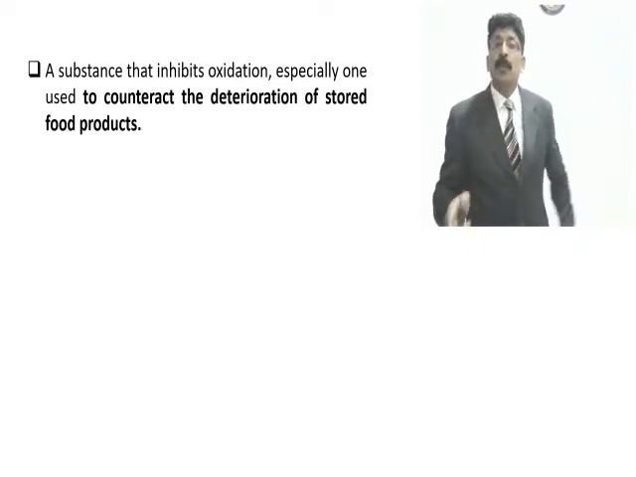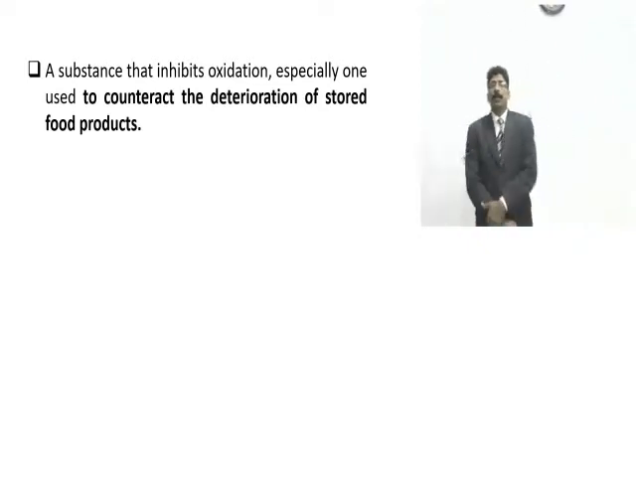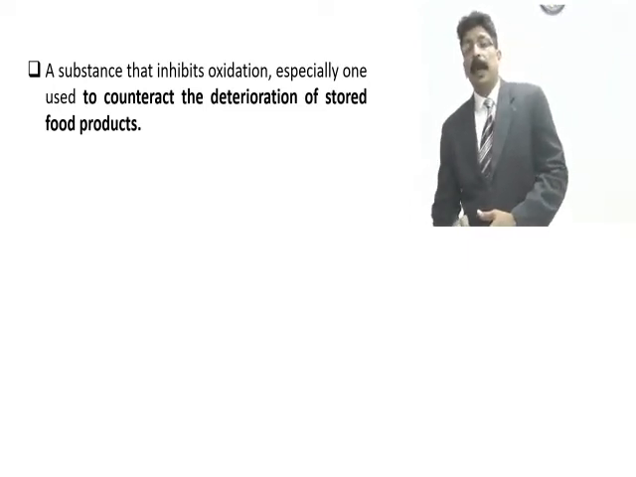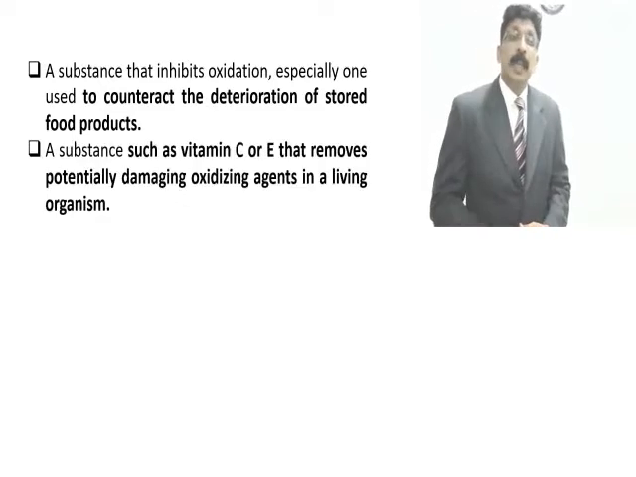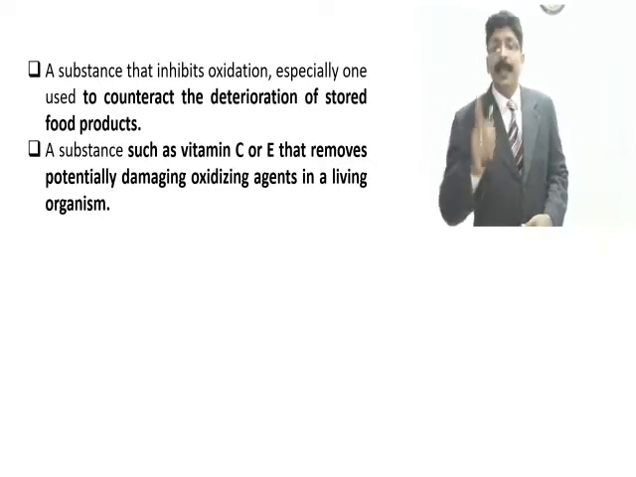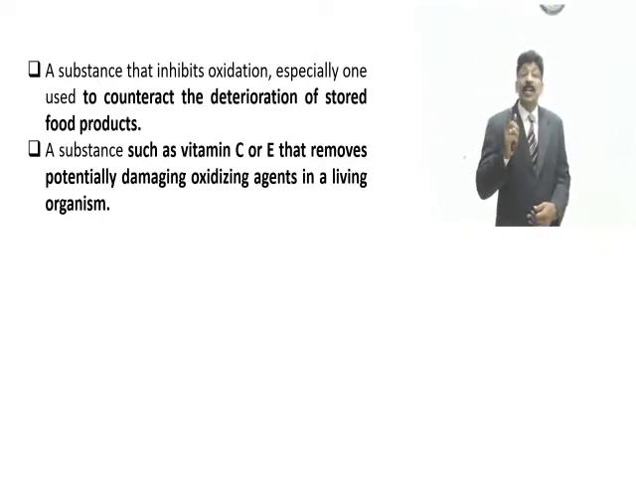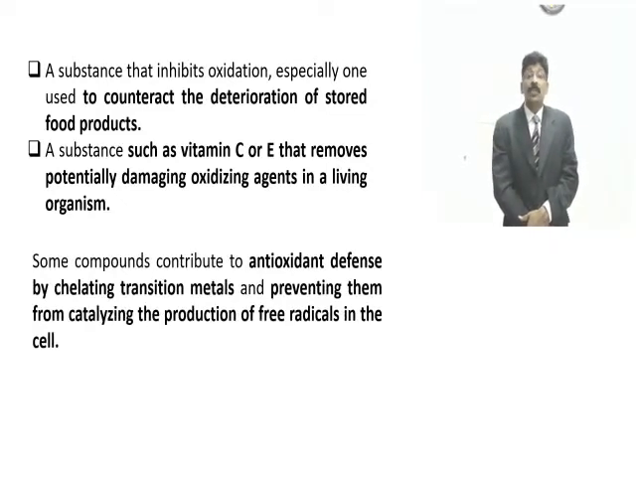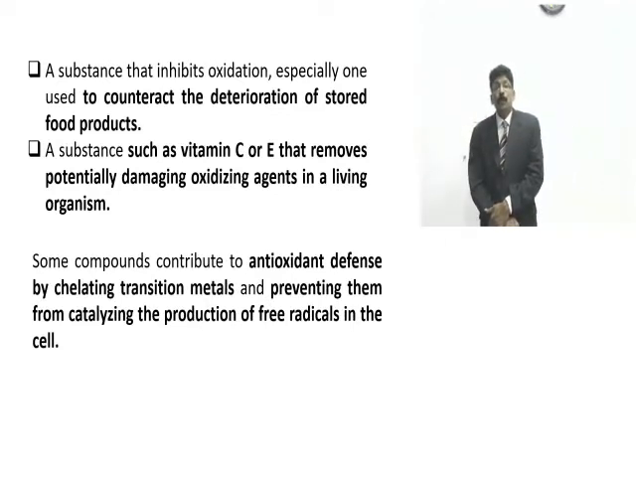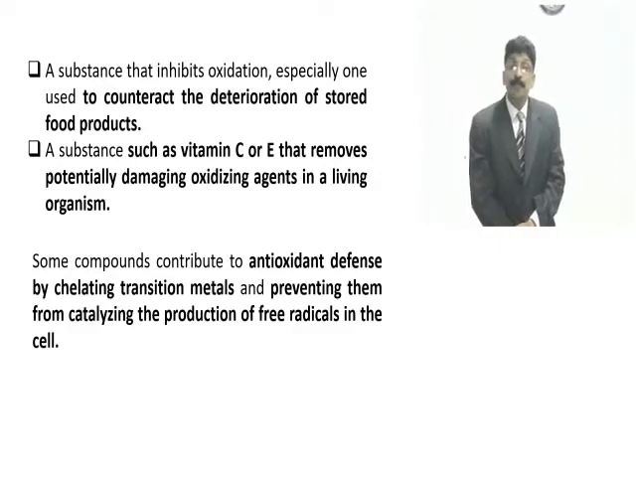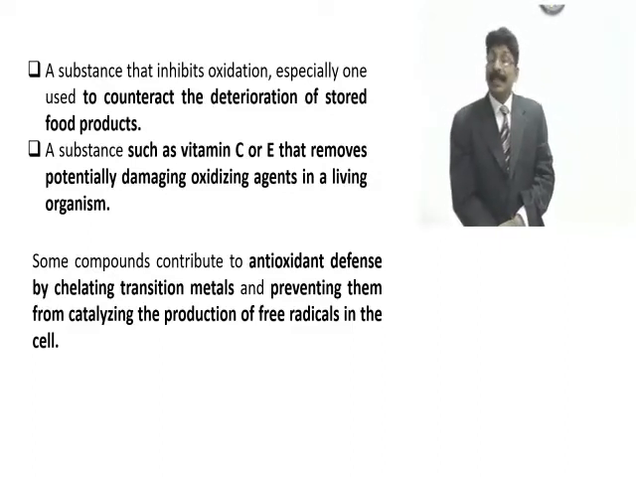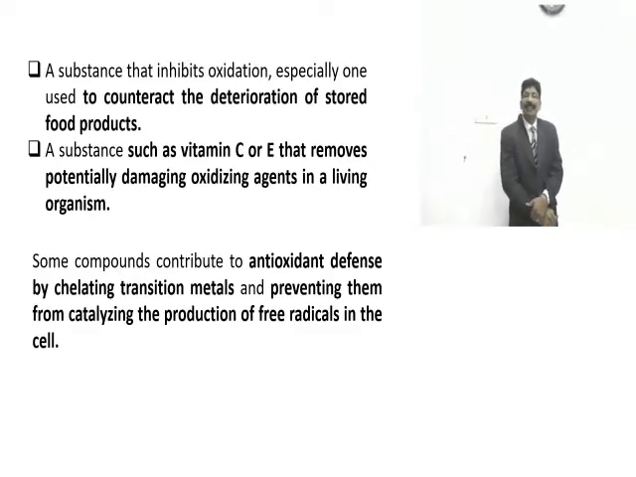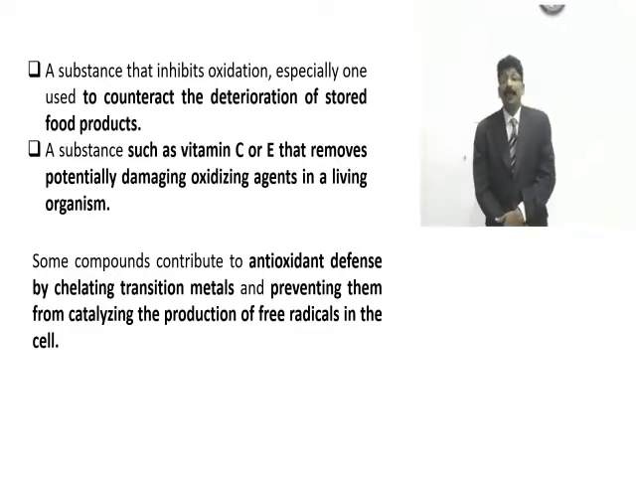So one, it is inhibiting the stored food product also. In that case also we can think like that, our antioxidants. A substance such as vitamin C, vitamin E, that removes potential damaging oxidizing agents in a living organism, that we know. And some compounds contribute to antioxidant defense by chelating transition metals and preventing them from catalyzing the production of free radicals in the cell.